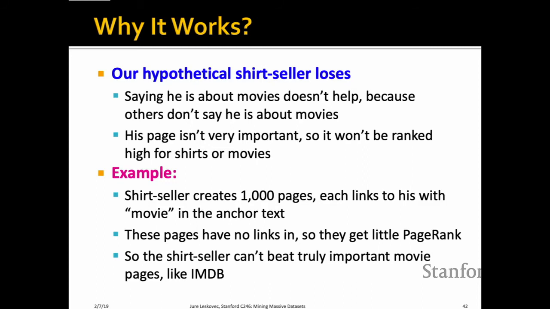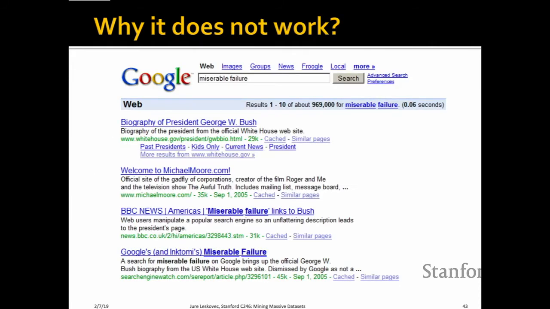So what could the t-shirt seller do? A t-shirt seller could go create 1,000 web pages. Each one would link to his web page where he's selling t-shirts, with the word movie in the anchor text. And maybe these pages have no links in, so they get little PageRank. But because they all point to the target page with the keyword movie, maybe that will boost the score of the target page, right? Of course, the t-shirt seller can't beat truly important movie pages like IMDb, but they can increase their own importance quite a bit. And I'll show you one example.